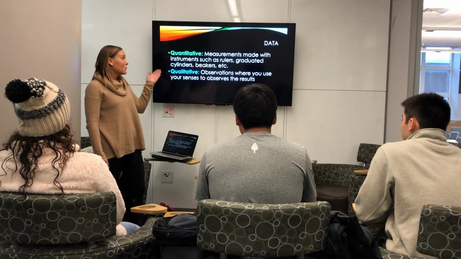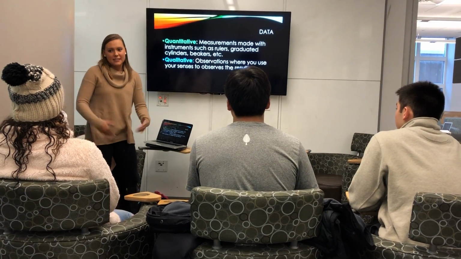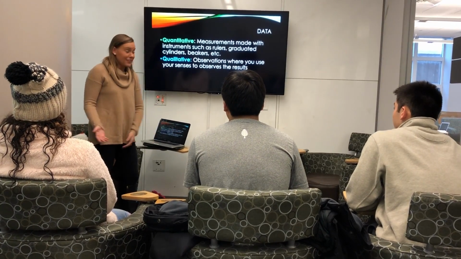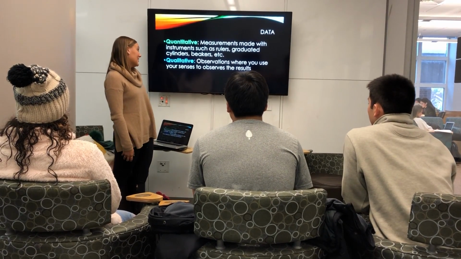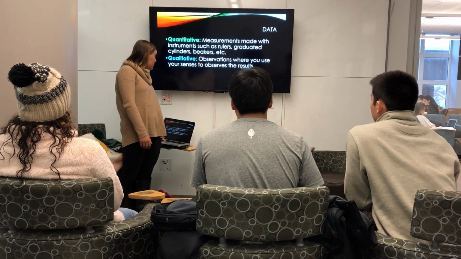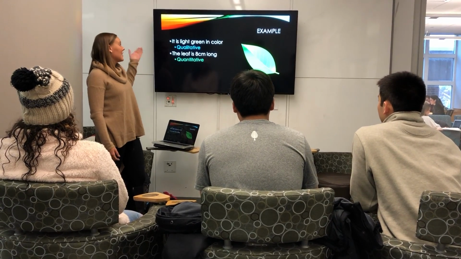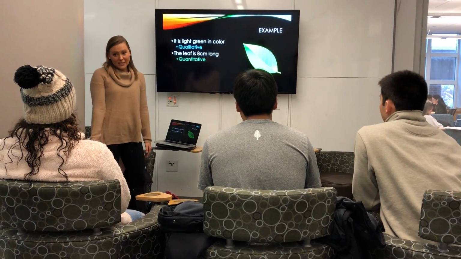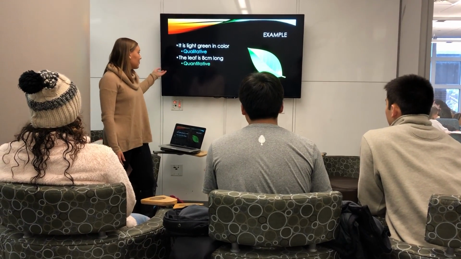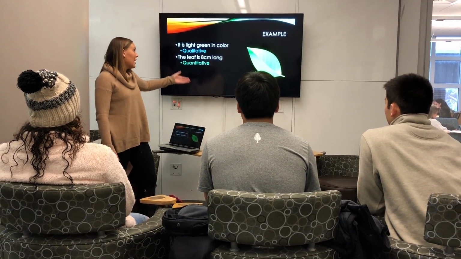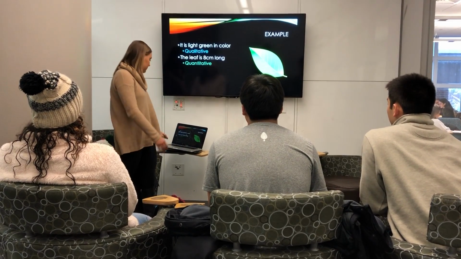All right, next we have quantitative versus qualitative measurements. Quantitative data is measurements made with instruments such as rulers, graduated cylinders, beakers, etc. So that's going to be a numerical value. Then we have qualitative data, which is observations where you use your senses to observe the results. So, for example, we have, it is green in color. That would be qualitative data because we're using our senses to observe that. Here's another example. The leaf is 8 centimeters long. That would be quantitative data because we have a number here in our observation.